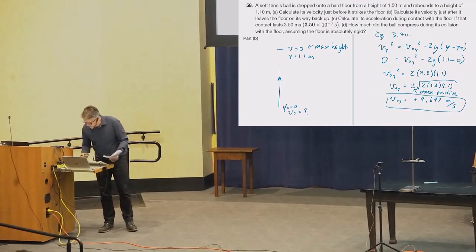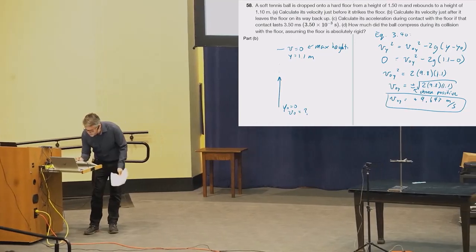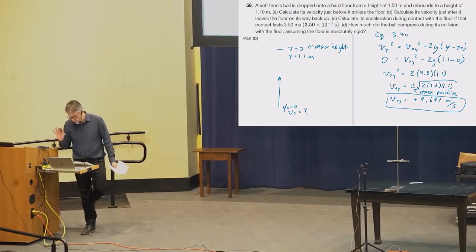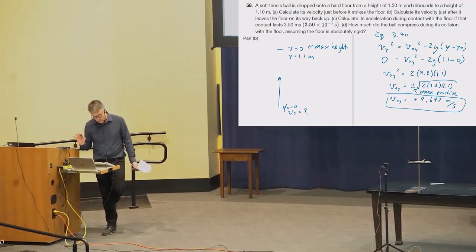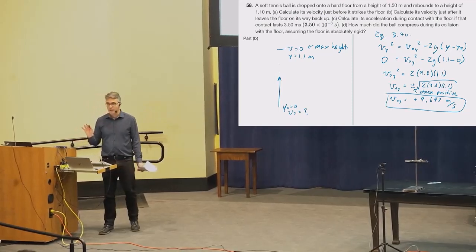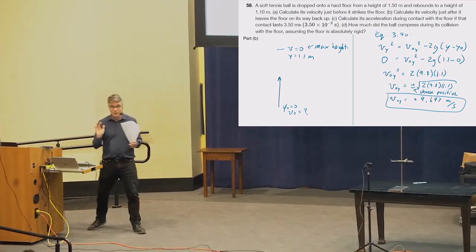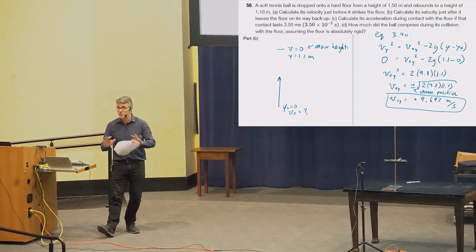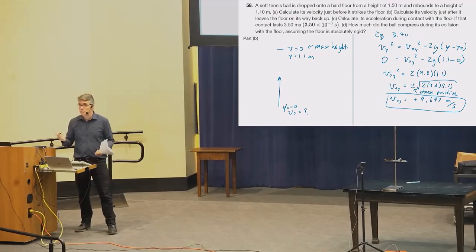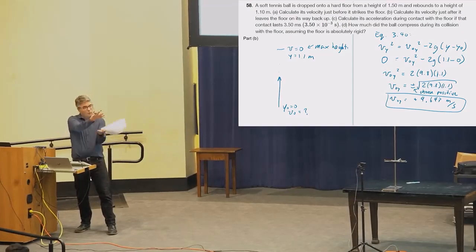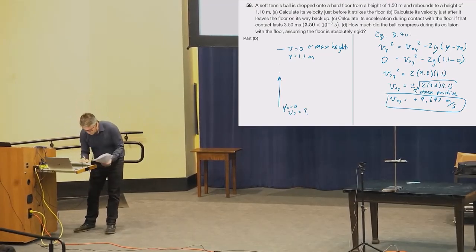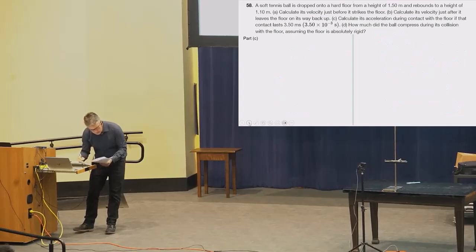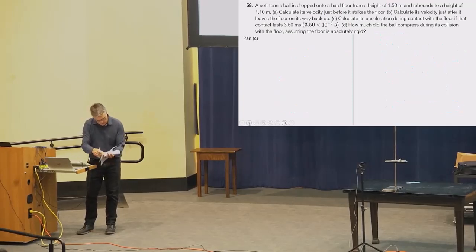And then part C says calculate its acceleration during contact with the floor if that contact lasts 3.5 milliseconds. What's really important here is that you're trying to find the acceleration. The acceleration is not 9.8. That's because there's this big giant force from the floor while the tennis ball is getting squished by the floor, and it's reversing its velocity. So part C looks like this.